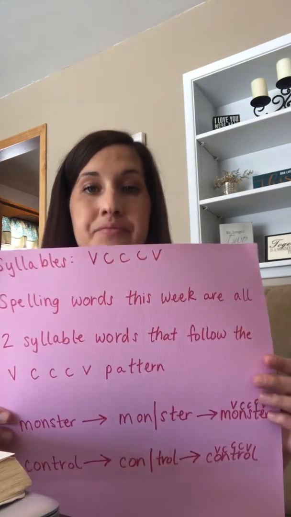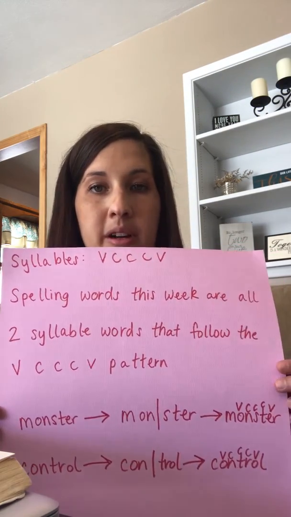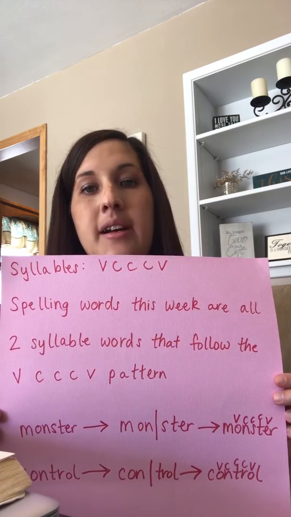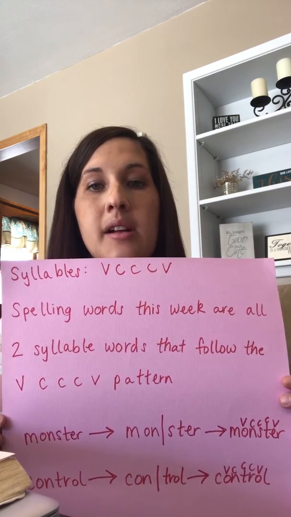So all of these words are 2-syllable words, first of all, and they all follow a pattern, a vowel, consonant, consonant, consonant, vowel pattern. So it's a vowel, 3 consonants, and a vowel, somewhere in the word in that order. It doesn't always start that way. Sometimes it's in the middle. So they are 2-syllable words that are following the vowel, consonant, consonant, consonant, vowel pattern.